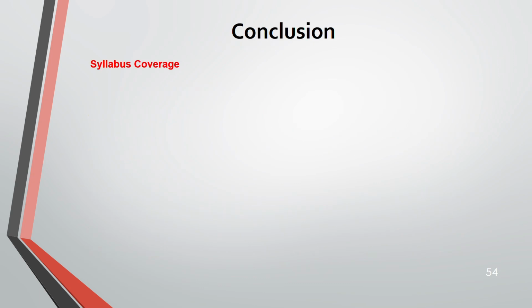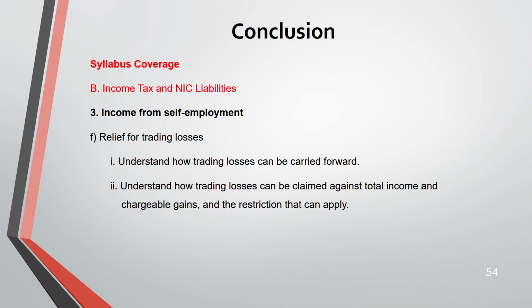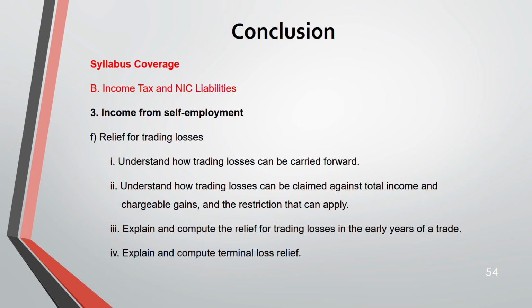Now, that's it. So now we are still under part B of income tax, income from self-employment. We have touched on the F part, relief for trading losses. We understood how trading loss can be carried forward. We understood how trading loss can be relieved against total income, chargeable gain, and the restrictions. We explained how the relief for trading loss can be relieved as early as possible, and for the earlier years of a trade. That means when you commence trade. Then the terminal loss relief when you are ceasing trading. Then we recognized the factors that will influence the choice of a loss relief.